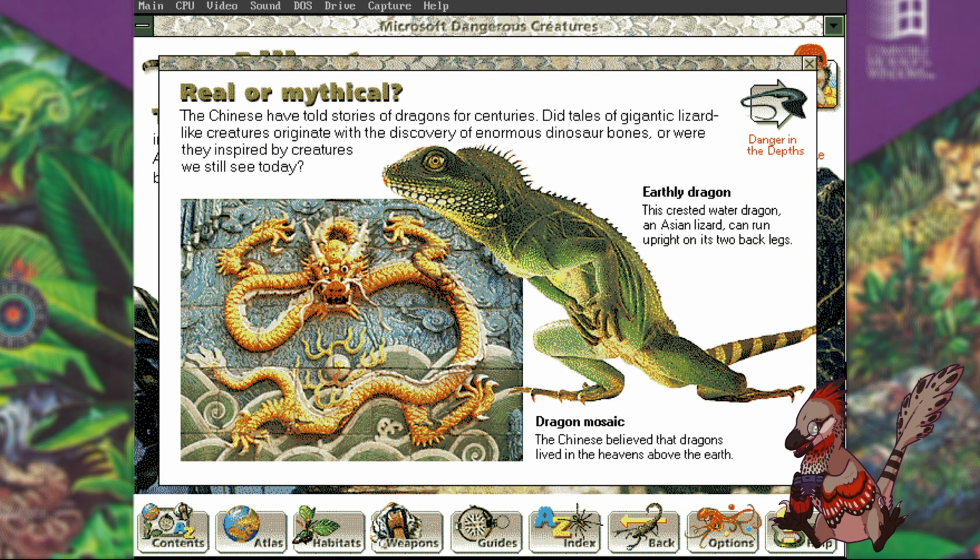Tales of Chinese dragons. Were they inspired by dinosaur bones or by the lizards that are still around today? That's actually a good question. I think I remember seeing something about this, where it was thought that some European myths, like the griffin, I believe, were inspired by fossils that Europeans, for example, found.